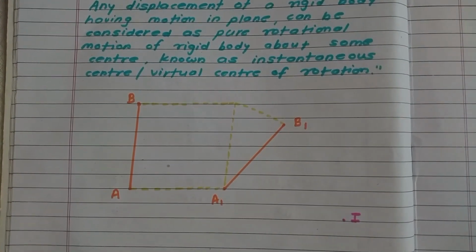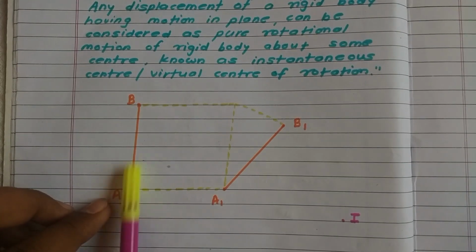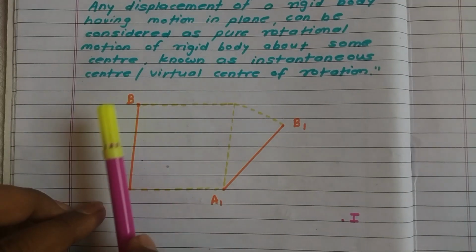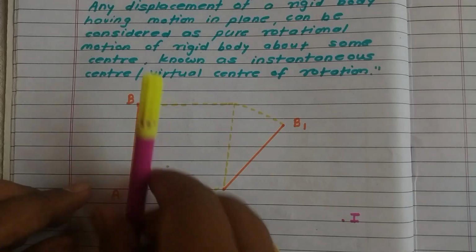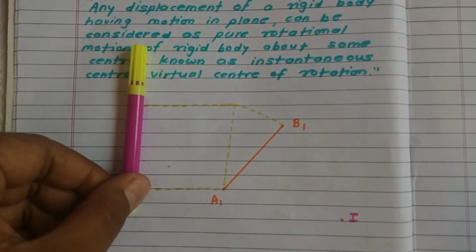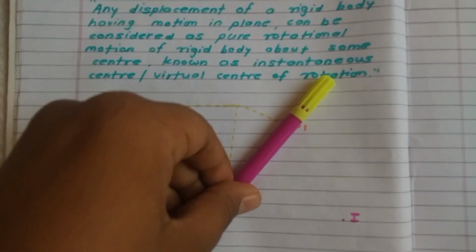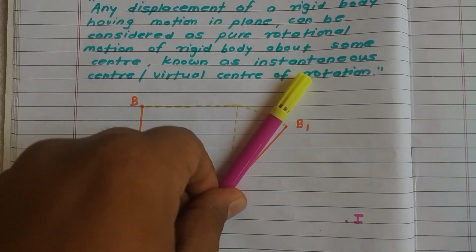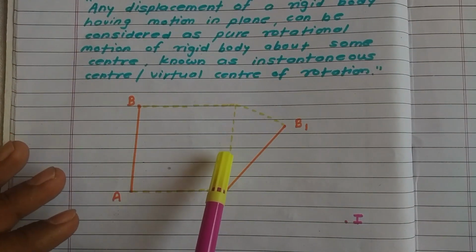For that, consider this link AB. This is the initial position and this is the final position of this link. Which motions take place here? See, link AB: first it is translated and then it is rotated, or vice versa. First it is rotated and then translated. Means there are two motions involved here, translation and rotation.